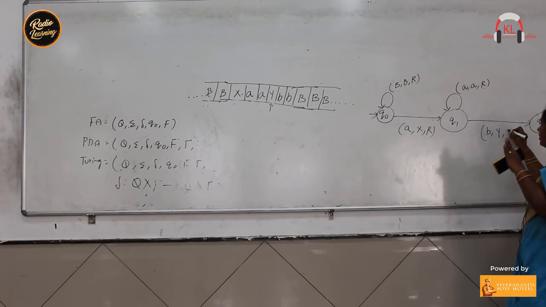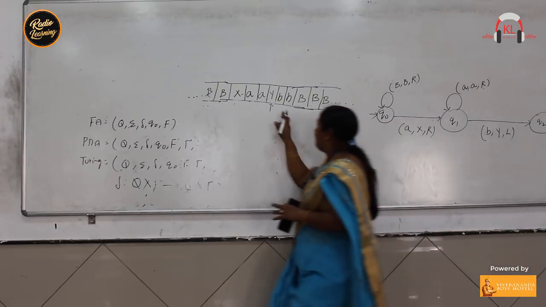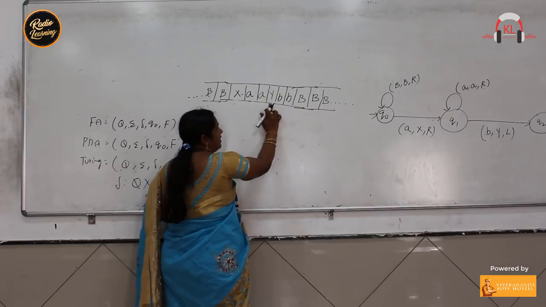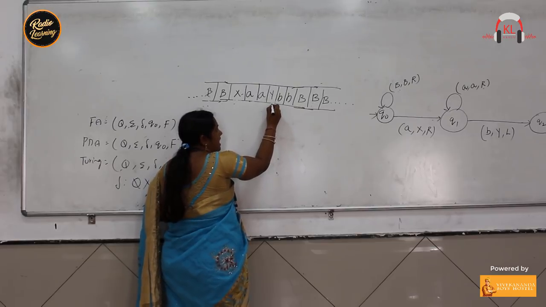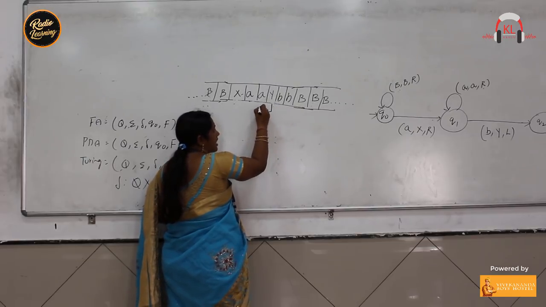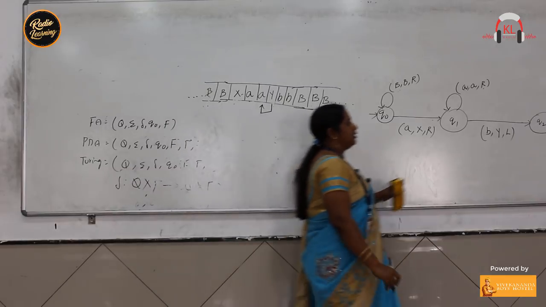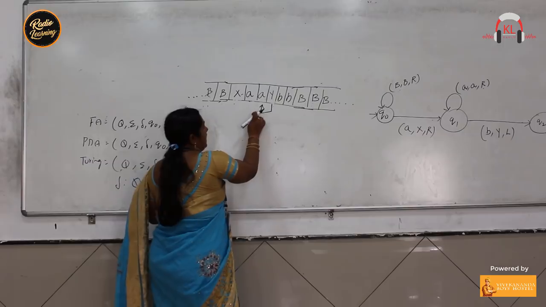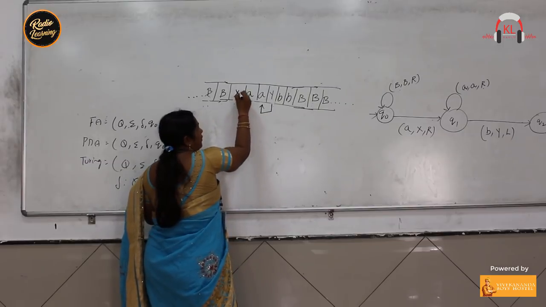Whenever you have changed that Y, you have to move left. That means for A, I found the matching B. So whenever it was completed, my tape head is moving to the left. So here, how long do you have to move left like this? Until you find this X.